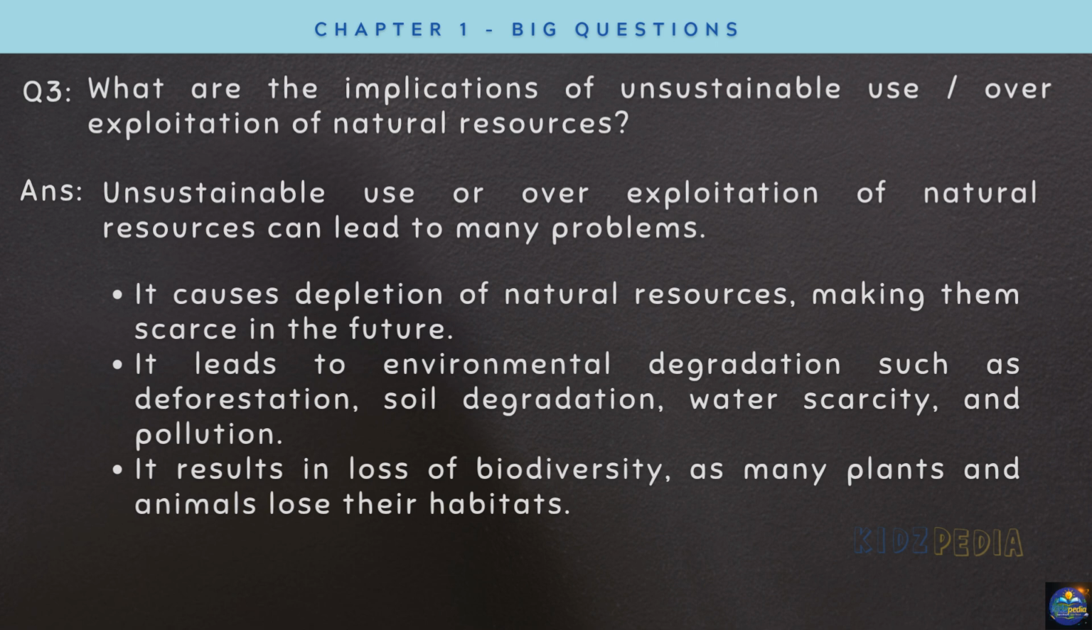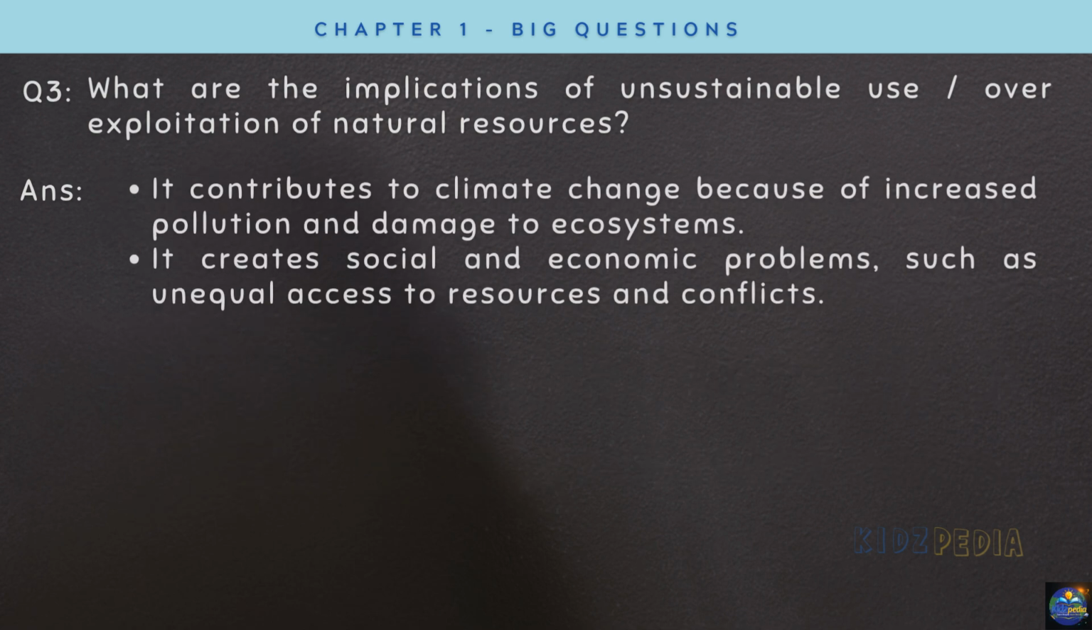It leads to environmental degradation such as deforestation, soil degradation, water scarcity, and pollution. It results in loss of biodiversity as many plants and animals lose their habitats. It contributes to climate change because of increased pollution and damage to ecosystems. It creates social and economic problems such as unequal access to resources and conflicts. Thus, overexploitation harms both present and future generations and affects the balance of nature.